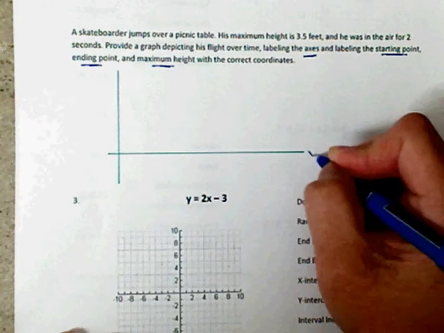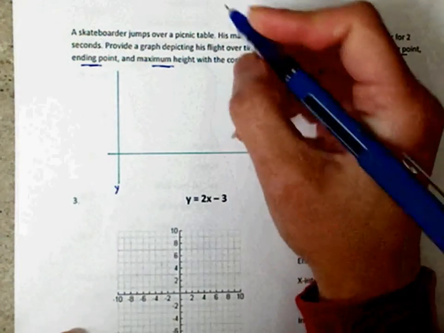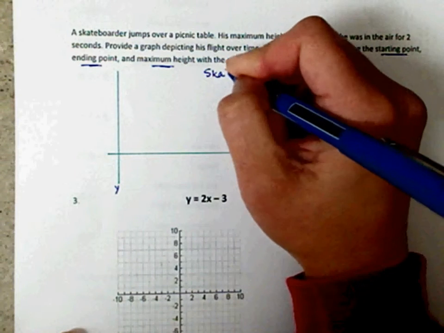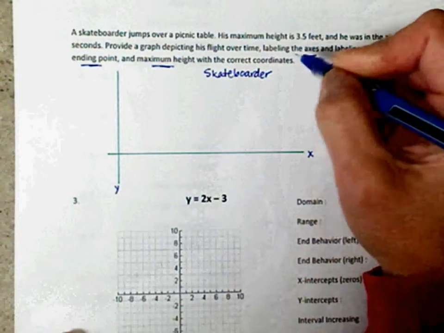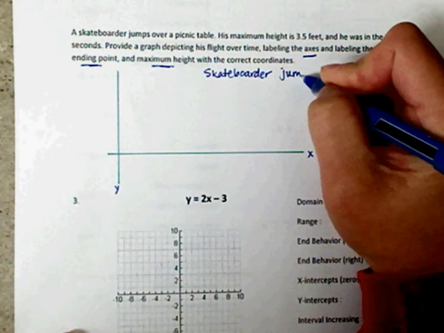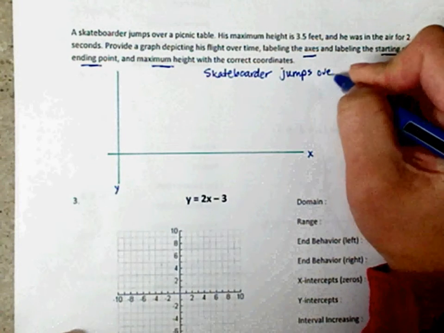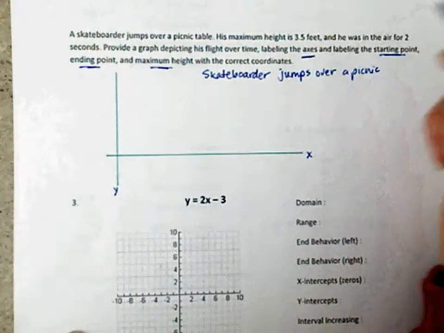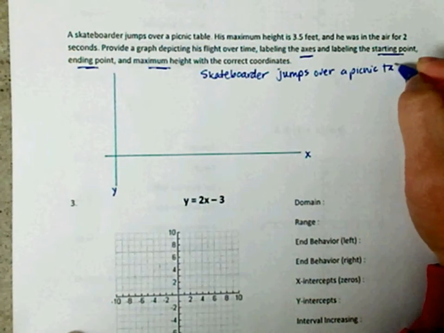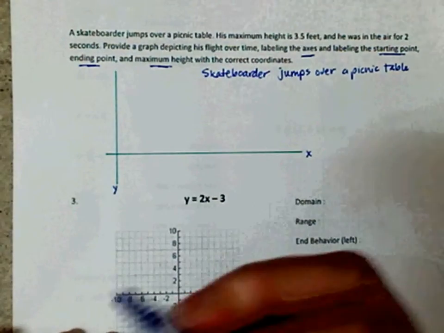So I have my x-axis here, and here is my y, okay? And I'm going to title this Skateboarder Jumps, or Jumping. So you can name it anything you want. Skateboarder jumps over a picnic table. If you want to name the whole thing, you are more than welcome. So that's what I'm going to write. I could have said jumps, either way.